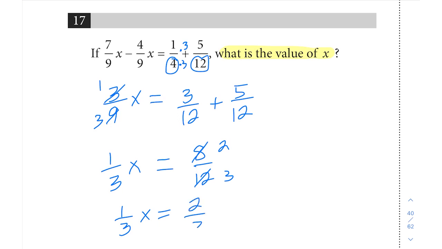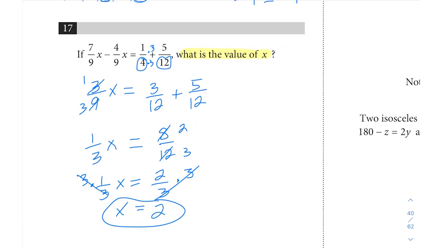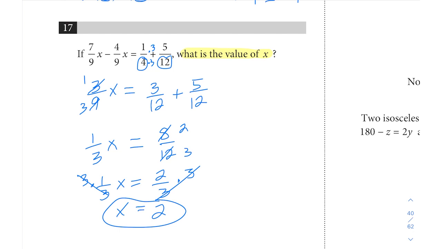1/3 x equals 2/3. And to multiply by that reciprocal and be left with just x by itself, multiply both sides by 3. And it cancels out those 3's and those denominators. We're just left with x equals 2 on that question.